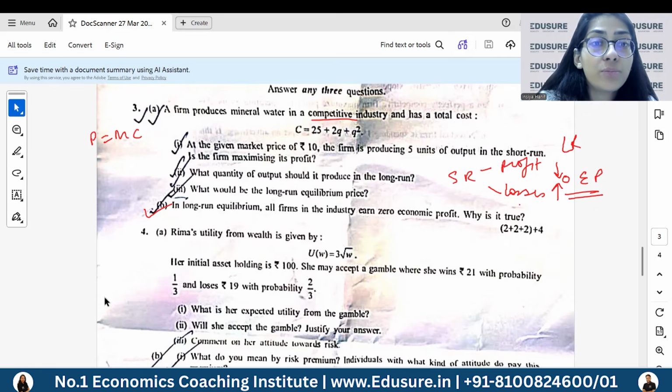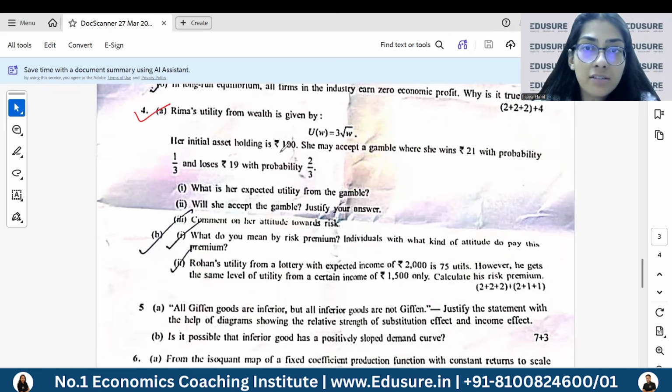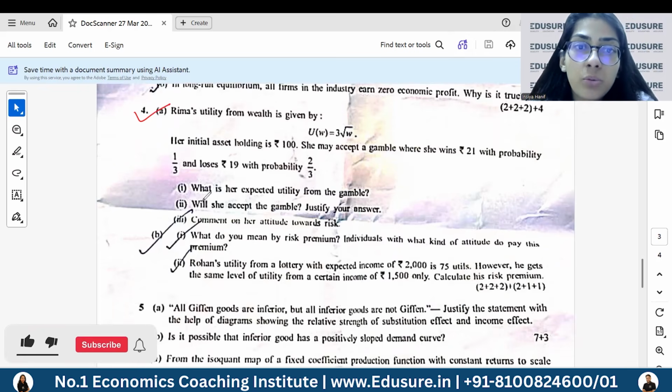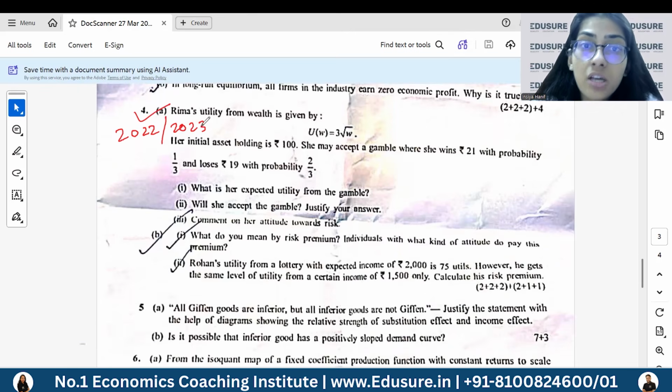Question number 4, part A में जाते हैं. Rima's utility from wealth is given by this. Her initial asset is this. What is the expected utility from the gamble? Will she accept the gamble? Justify your answer. ये question repeated है. ये तो 2022 and 2023 में था. Just the values would be a little different, but same question है. Okay, तो बस आपको formula से just apply करना है and you have to just analyze, right?